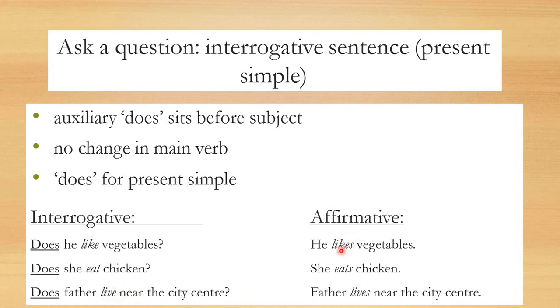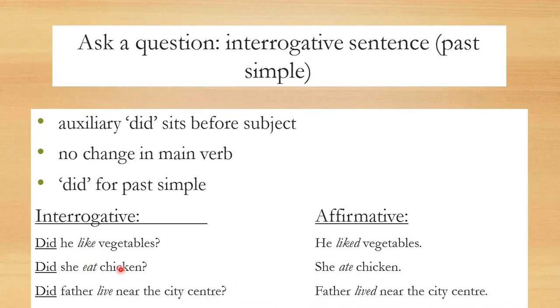And in the affirmative sentences, see, the main verb has been changed because of the tense and because of the subject, the third person singular subject. And in the past simple tense, this does becomes did, as in these examples. The main verb here also doesn't change in the interrogative sense, because we have already made the necessary change in the auxiliary verb or the helping verb. Here in the affirmative, since there is no helping verb, you need to make all the changes in the main verb itself.